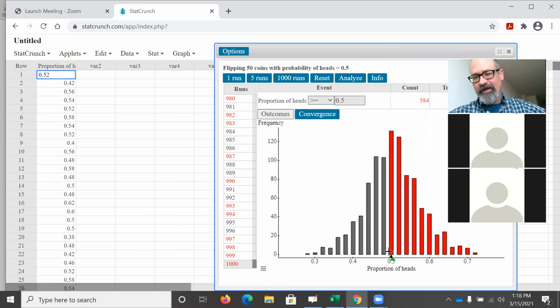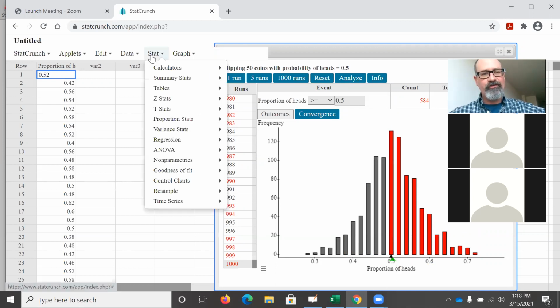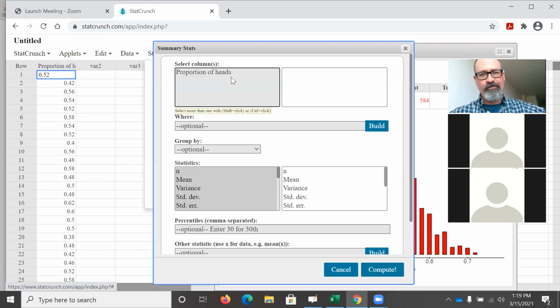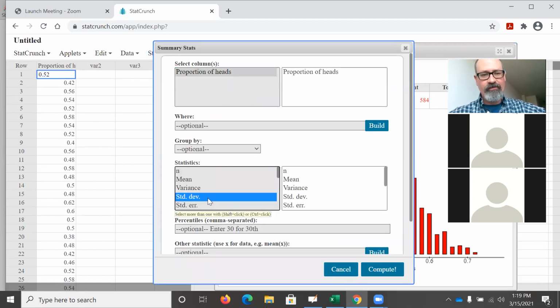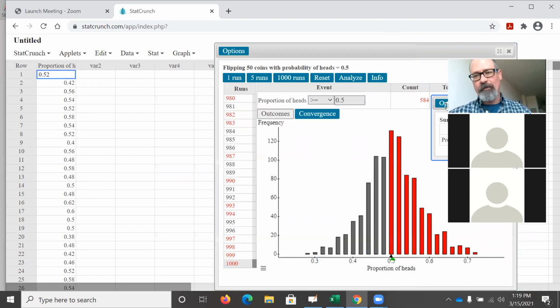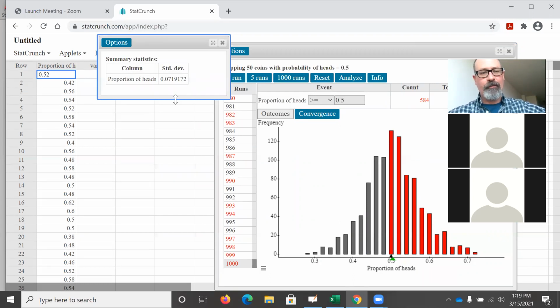So the mean looks like it's about 0.5. And of course, this accords with people's intuition about the problem. If the coin is fair, you're thinking that the most reasonable outcome is that you get about half heads and half tails, though maybe not exactly. What does the variability look like? We can calculate the standard deviation. So we calculate the summary statistics for the column proportion of heads, compute standard deviation. You may not be able to see it, but let me move it over. You see a number that looks like about 0.0719. So are people with me so far? You have a simulation of what you see.